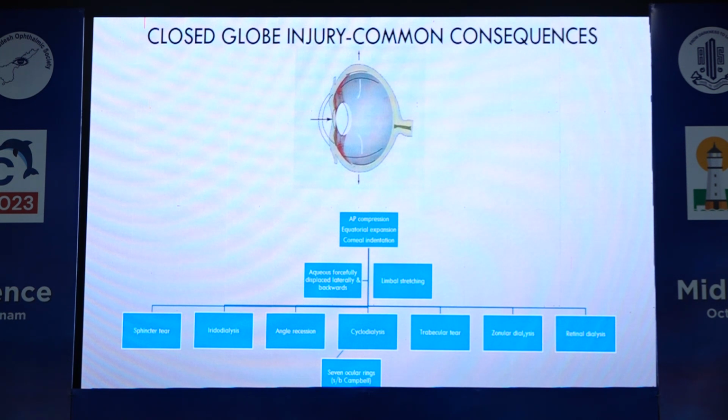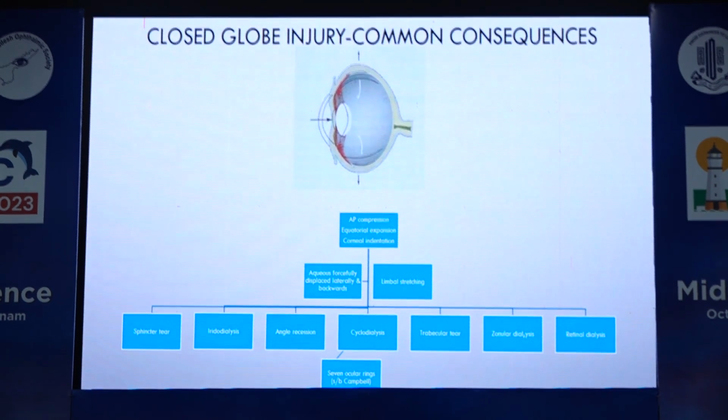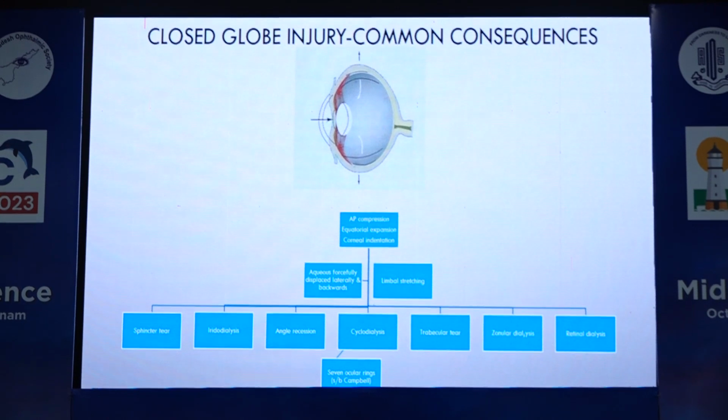As for the mechanism of closed globe injury, we all know that in concussive injury there is anteroposterior compression with equatorial expansion, pushing the intraocular contents posteriorly, with a rebound factor. This can lead to aqueous being forcibly displaced laterally and backwards with limbal stretching. It can result in the seven ocular rings of rupture coined by Campbell: pupillary sphincter tear, iridodialysis, angle recession, cyclodialysis, trabecular tear, zonular dialysis, and lastly retinal dialysis.